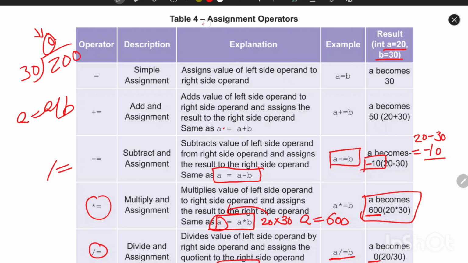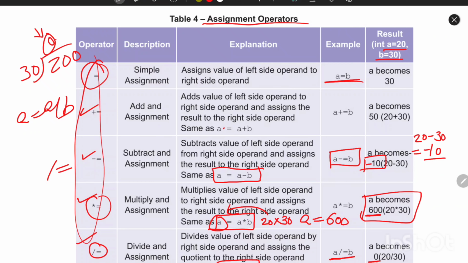So this is how the assignment operators are working, and in this we are assigning the values either by adding, subtracting, multiplying or dividing, and simply you can assign the values also by this way. So this is what assignment operator is, and these are the symbols which come under these operators, and the variables which are used with them are called operands, as you already know.